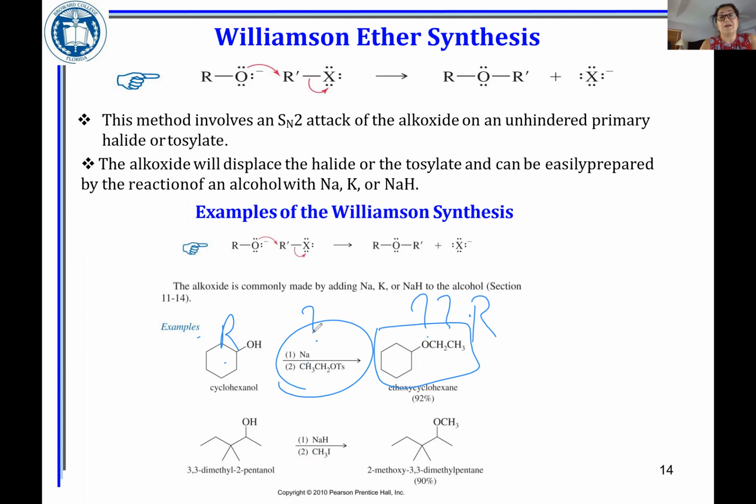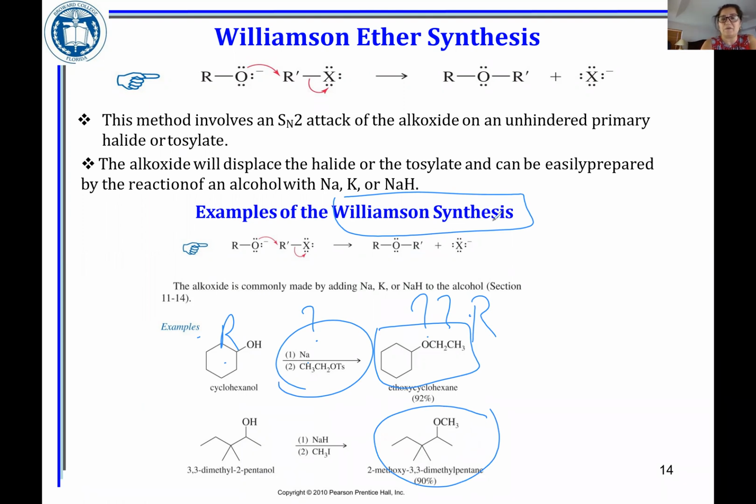Another type of question: the product is given to you, and the name of the reaction is given to you, Williamson synthesis, and they say, okay, prepare this ether using the Williamson synthesis method. Then you have to know that you have two choices for the retro.